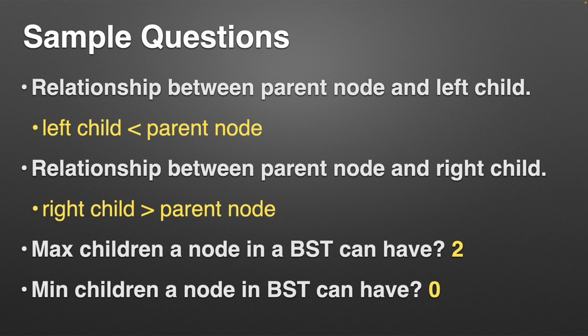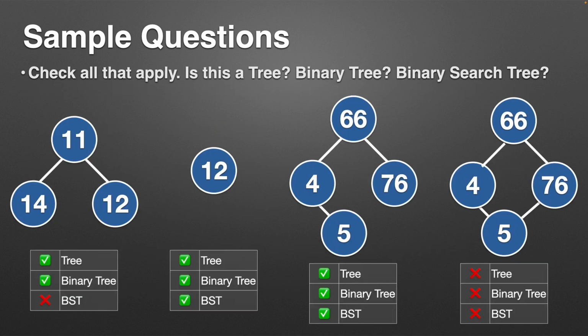So, sample questions could be multiple choice questions, something like the relationship between the parent and the left child, the relationship between the parent and the right child, the maximum number of children that a binary search tree can have is 2, minimum is 0. And so on the questions that are asking you to identify binary search tree, there'll be something like this. You'll get a picture of a data structure, and then you can check each of the ones that it is. And obviously multiple apply, because if something is a binary tree, then it's also a tree.